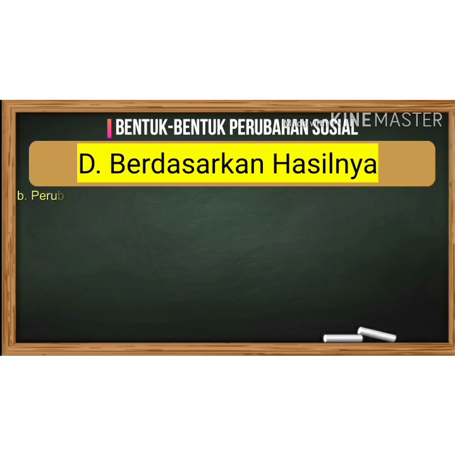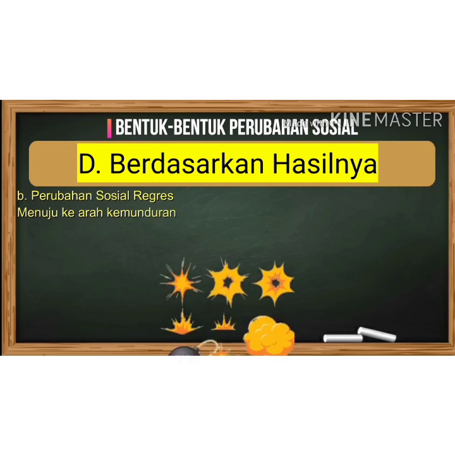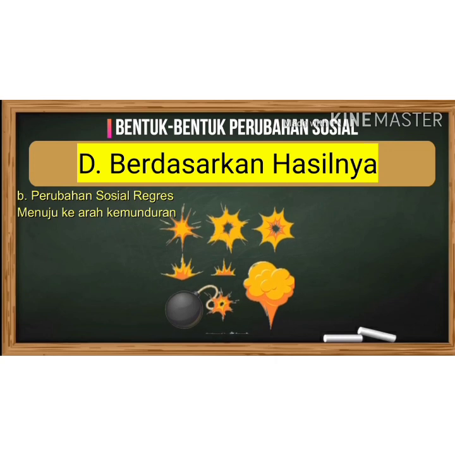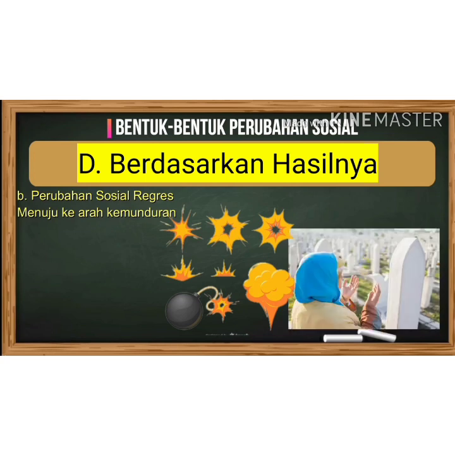B. Regress social change, namely social change that leads to a decline or regress so that it can harm people's lives. For example, the existence of terrorism or mass bombings, which resulted in death or casualties and the destruction of public infrastructure facilities.